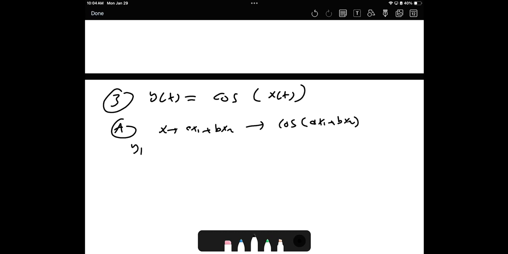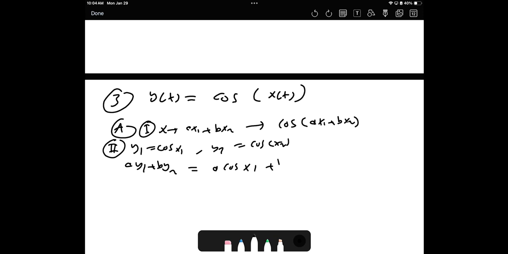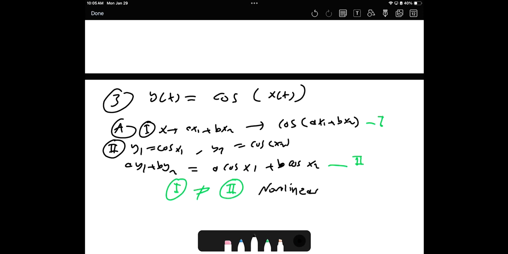Now the other thing, number 2: y1 equals cosine of x1, y2 equals cosine of x2. Therefore, a y1 plus b y2 equals a cosine x1 plus b cosine x2. Do you think number 1 and number 2 are the same? They are not the same, right? Therefore, 1 does not equal 2, so this system is nonlinear.